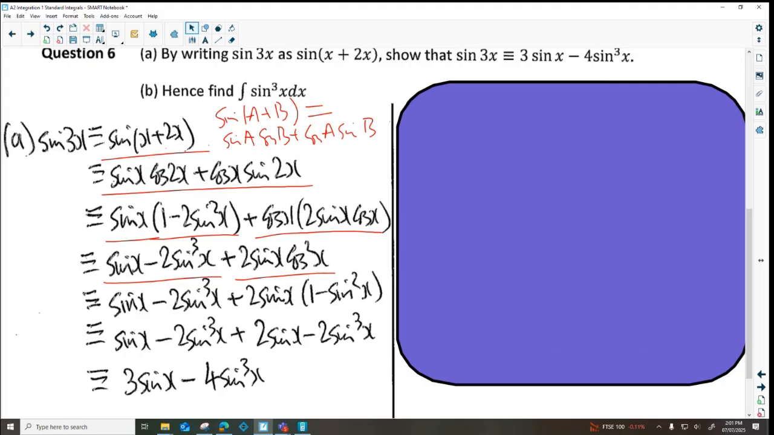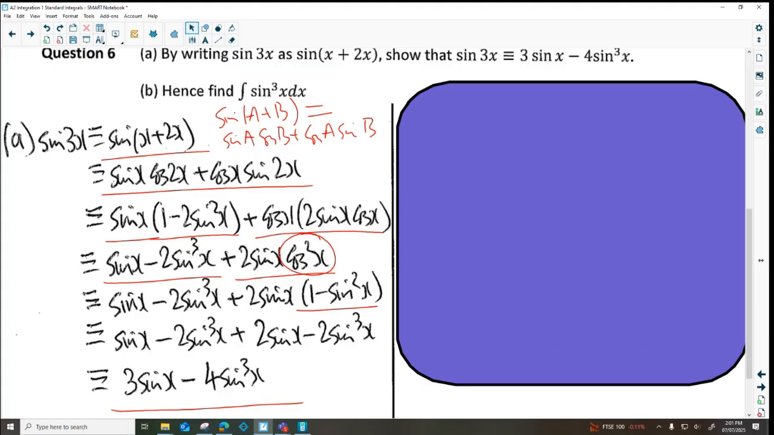And we are nearly there. The main thing I need to do is to get rid of that cos squared x. So I'm now going to replace that with 1 minus sine squared x in a bracket to give sine minus 2 sine cubed plus 2 sine times 1 minus sine squared in a bracket. Expand that bracket and you get sine x minus 2 sine cubed plus 2 sine x minus 2 sine cubed, which is indeed 3 sine x minus 4 sine cubed x.